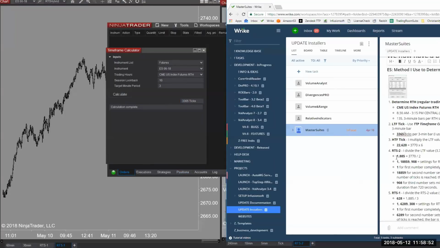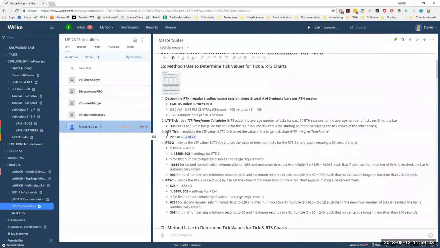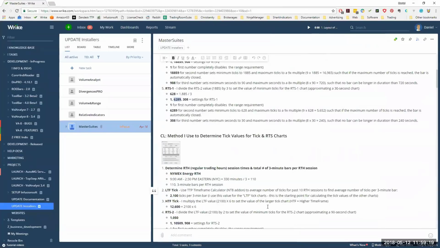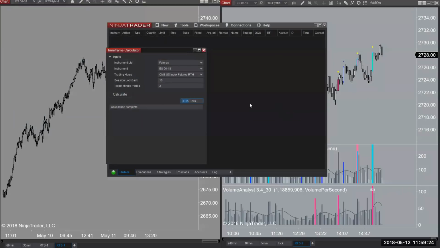So I'll use that for the lower time frame tick chart, and then from there I use a multiple of 6 times that for the higher time frame tick chart, and then divide it by 2 for the tick value of the RTS2, and then divide that by 3 for the RTS1 tick value. And I have a document for this as well, which I'll send out. I have this in a Google Doc, so you guys can fully understand exactly how I'm building these tick charts and RTS charts and all that.